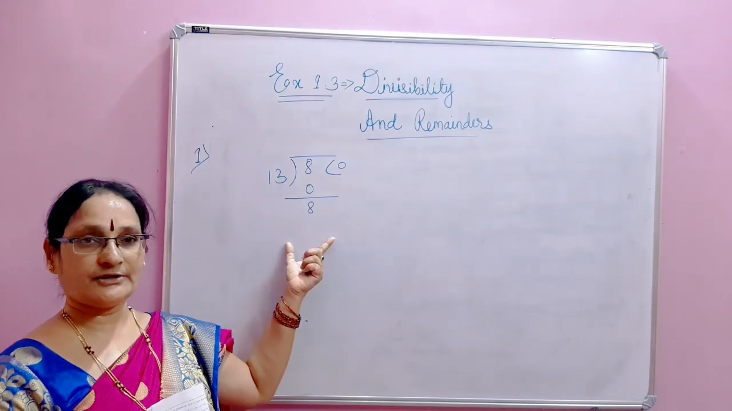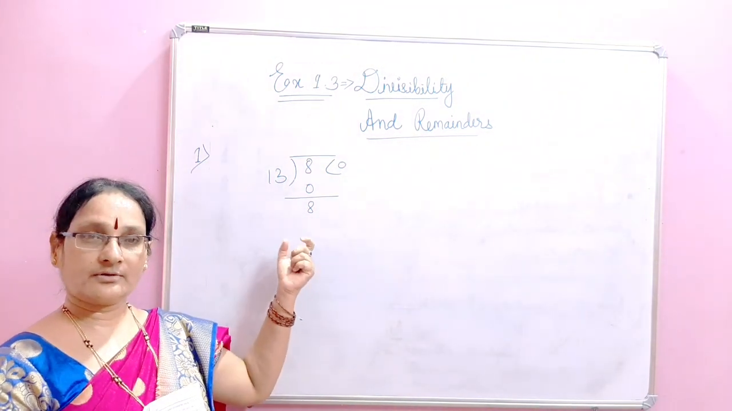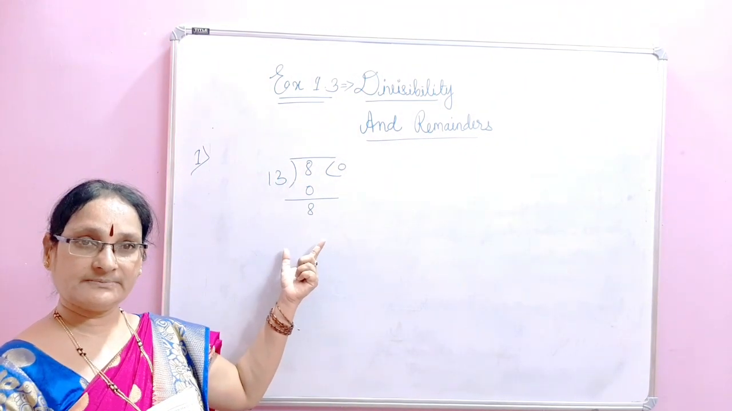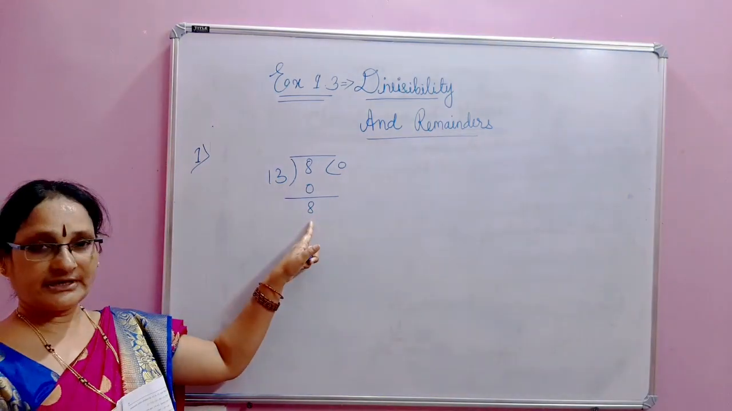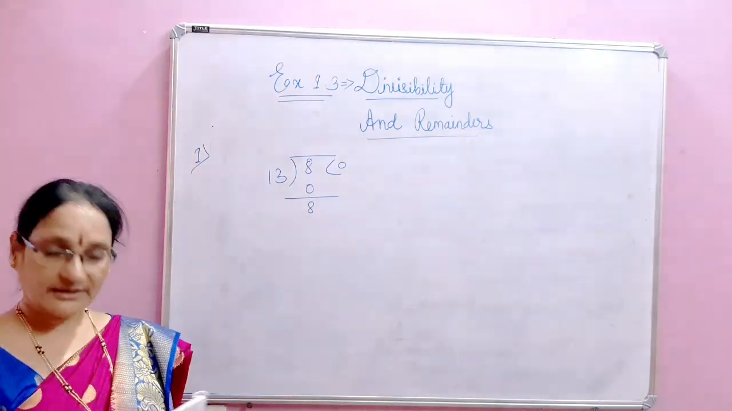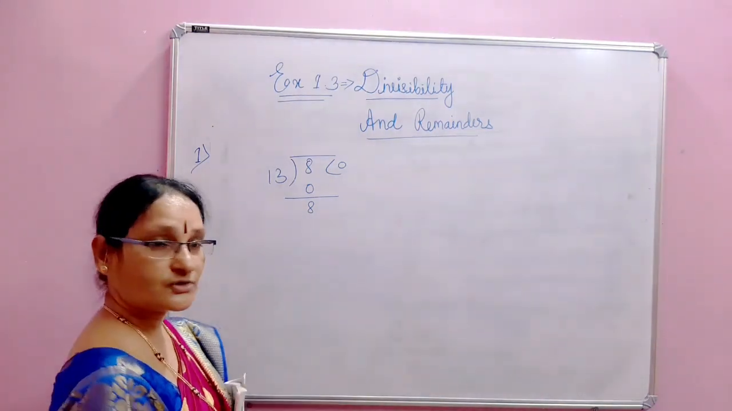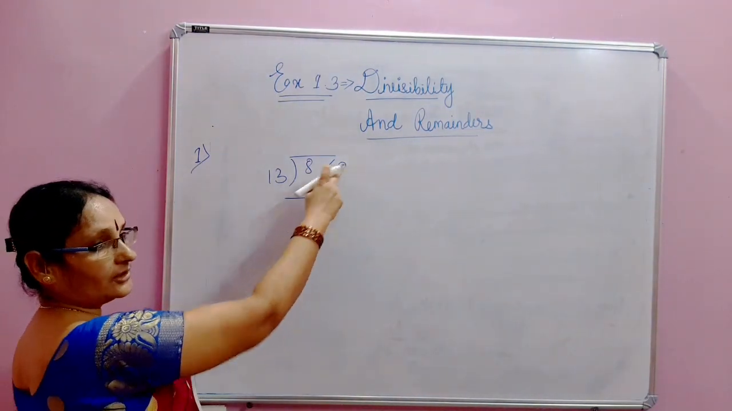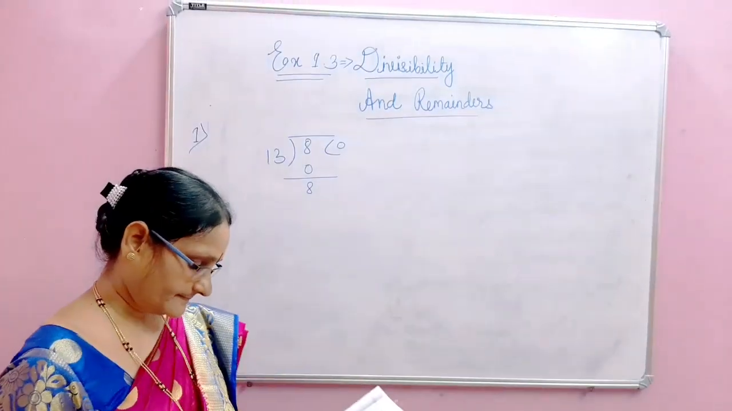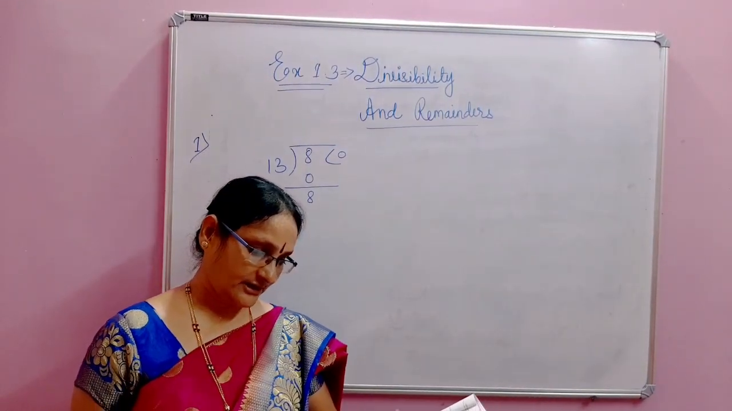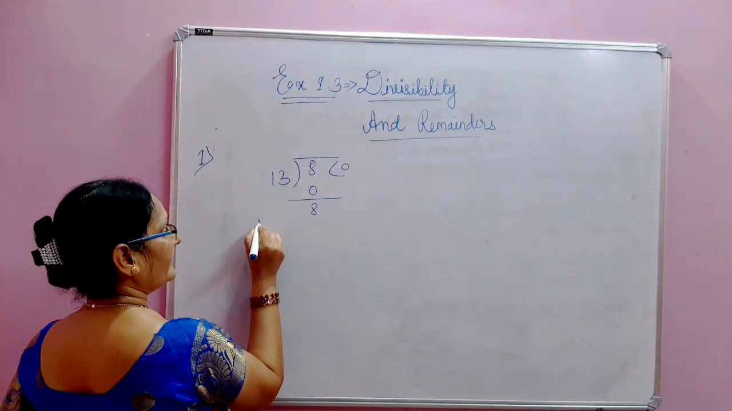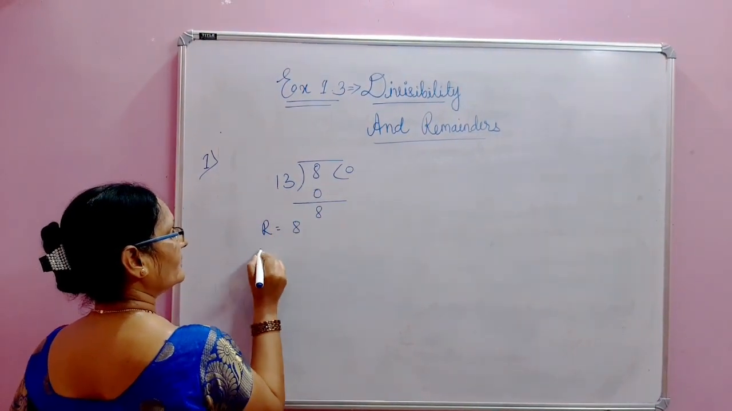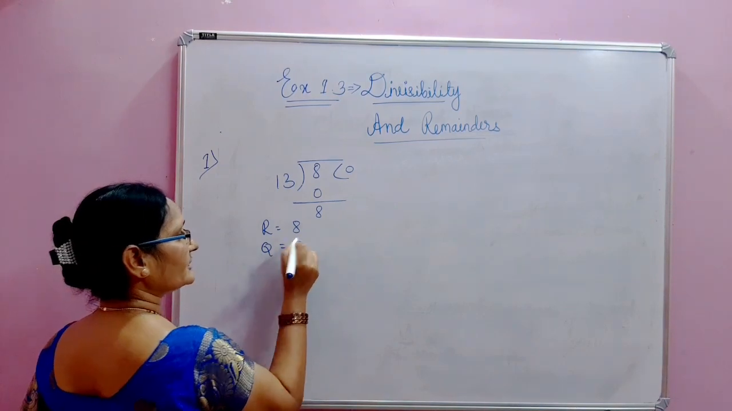Already I just explained to you what is the one quality of the remainder in divisibility. The remainder will always be smaller than the divisor. Yes, 8 is smaller than 13. So, what is the remainder and quotient here? See, the quotient is 0, the remainder is 8. In the same way, you have to divide and get the remainder 8, quotient 0.